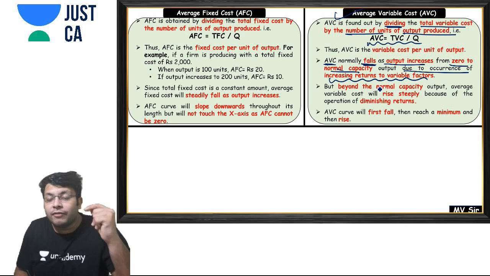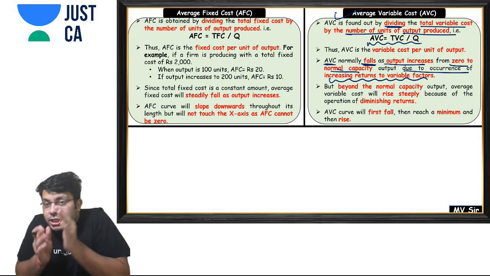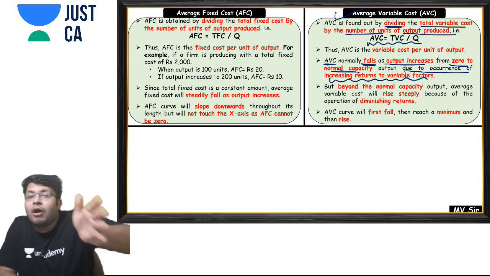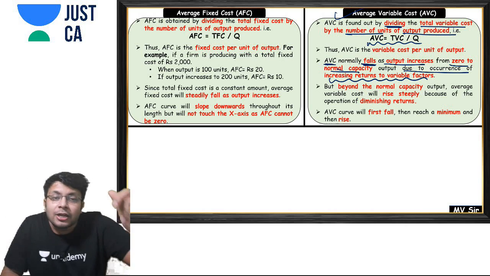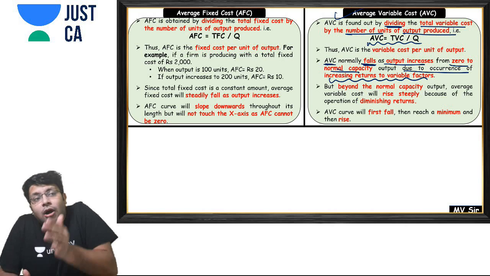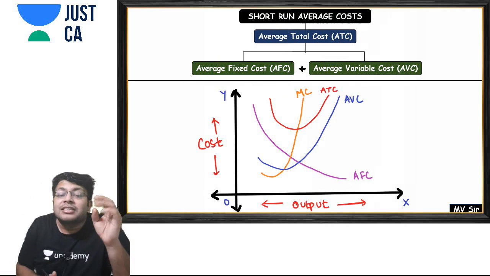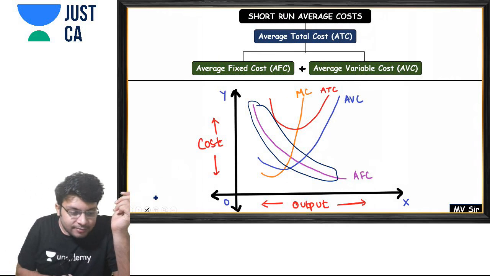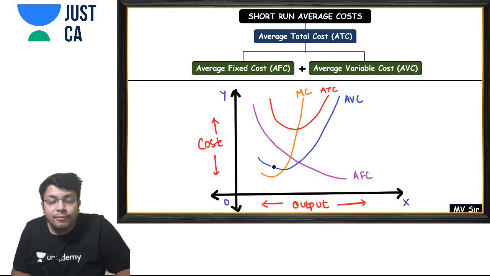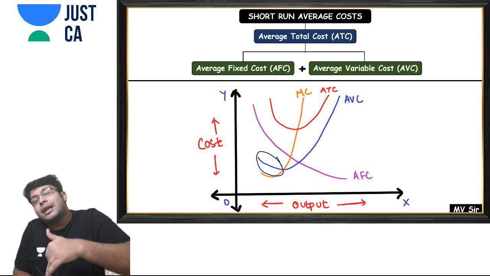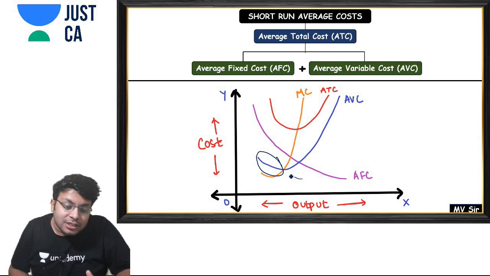So when you are in the short run, when you are producing in stage 1 of the law of variable proportion, that is the stage of increasing returns, during that stage your average variable cost curve decreases. And then when you move on to stage 2 and stage 3, your average variable cost curve starts increasing.